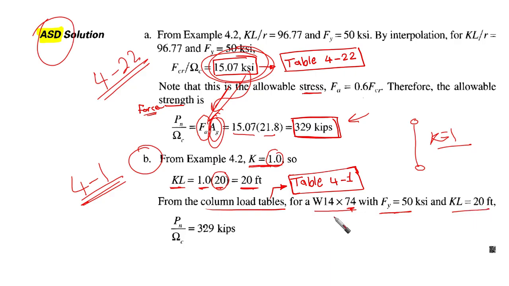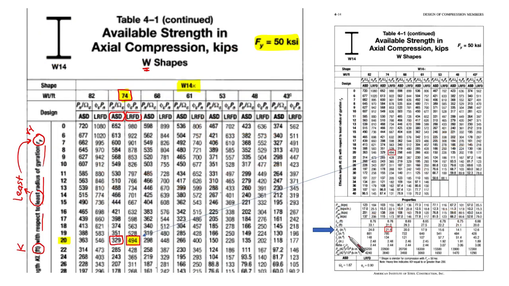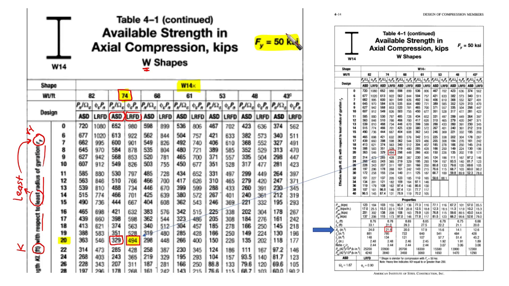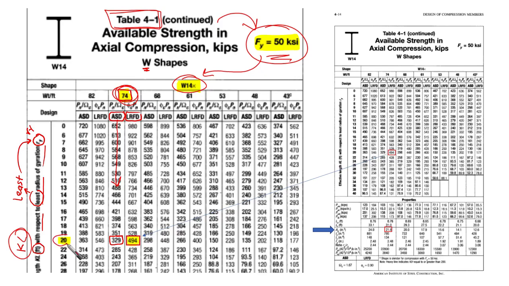So these are the information needed: W14, the weight per unit length, F yield, KL. These are the information that we need. Then you are going to find from our table here, yes, this is F yield. Take care, we're talking about table 4-1. Browse in it, and then for F yield 50, then for W14 times 74, we are talking about ASD. So go to ASD, where our KL is 20. So we are here. Yes, you're going to find it 329.